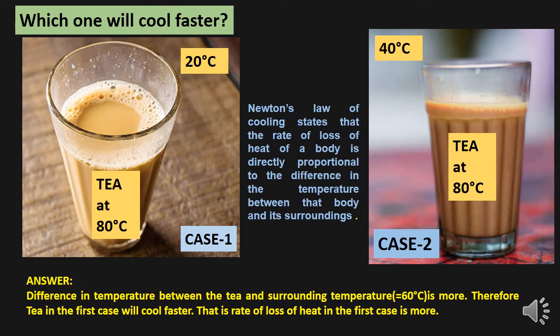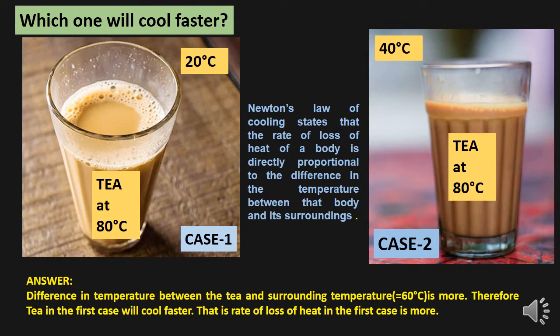In the first case, the room temperature is 20 degrees Celsius. Within this room, a cup of tea is kept and the temperature of the tea is 80 degrees Celsius. This is case number 1.